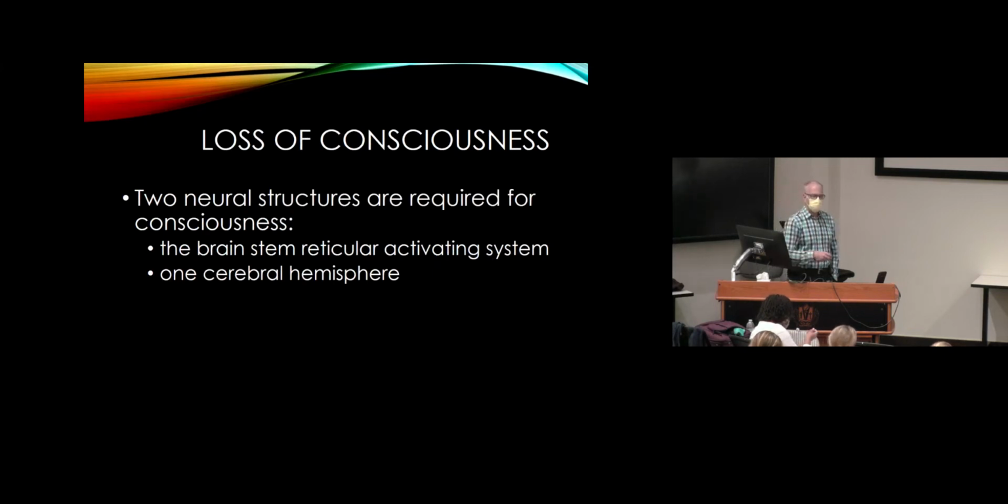So to have consciousness, we need to have two neural structures intact. The reticular formation, remember I mentioned in the brainstem, all those neurons that are kind of like the light switch to activate the brain, and you need to have one hemisphere intact. What that means is that someone can have a massive stroke on one side of the brain, but if the other side of the brain is intact, the patient will be awake.